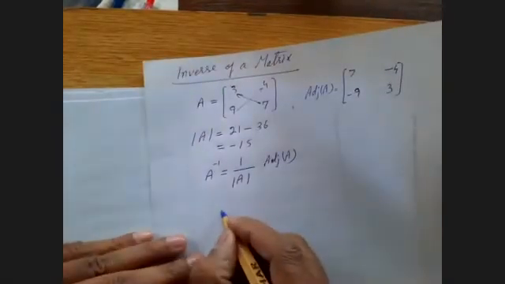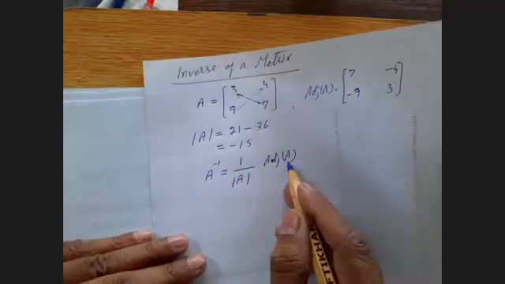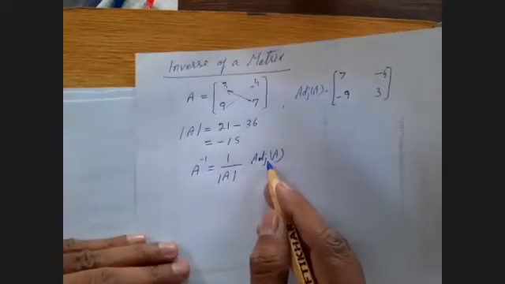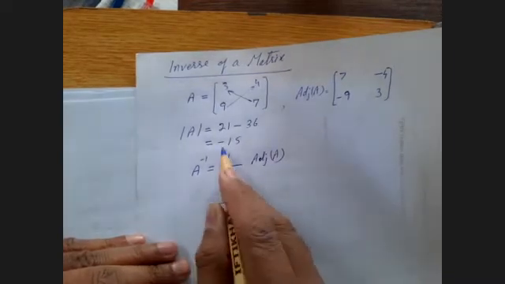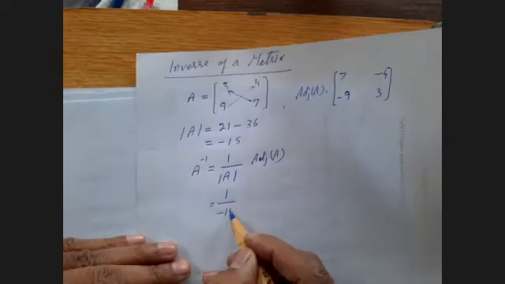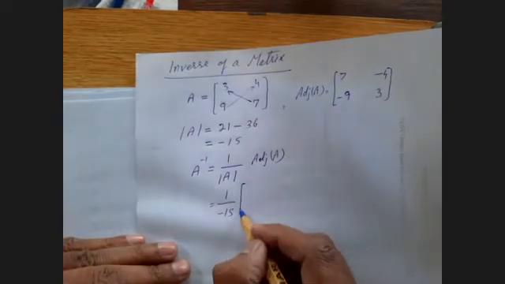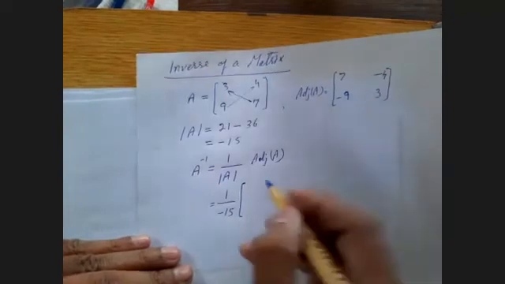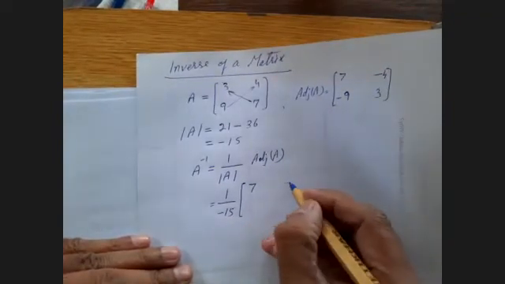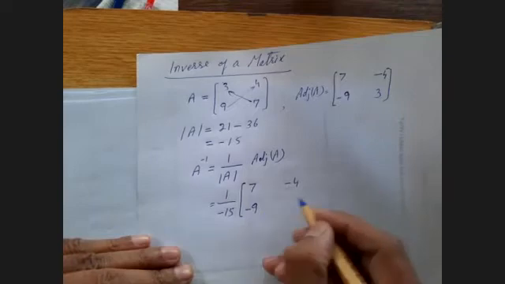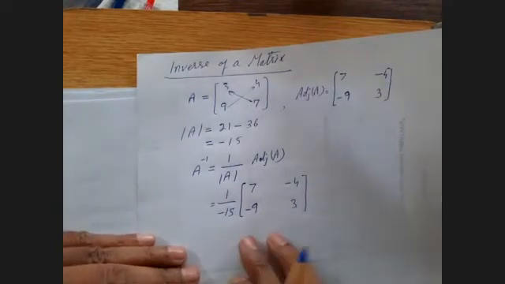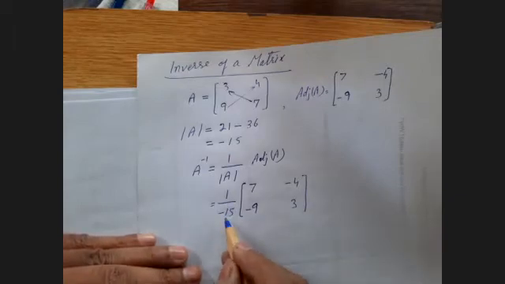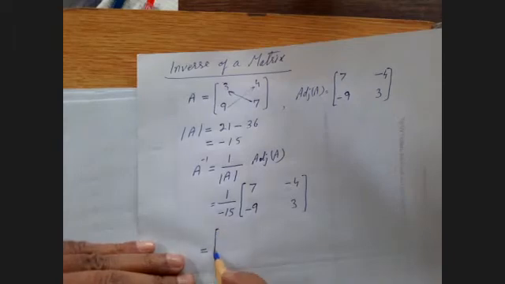Now, this is the formula for finding the inverse of a matrix: 1 over determinant of A times the adjoint of A. Determinant of A is minus 15. And the adjoint of A we have already calculated: 7, minus 4, minus 9, and 3. You can leave the answer as it is, or you can multiply the 1 over minus 15 within the bracket like this.